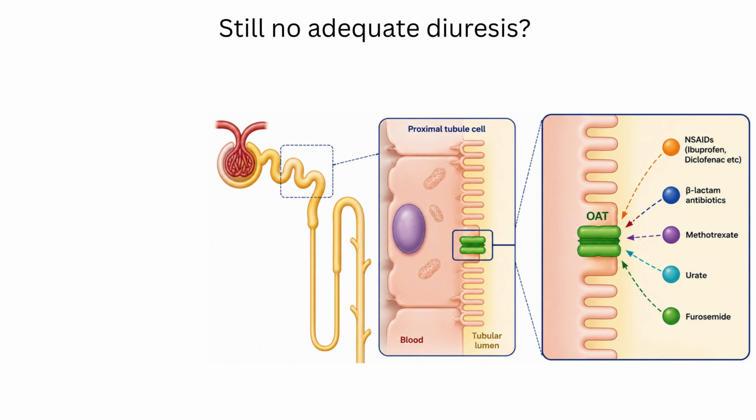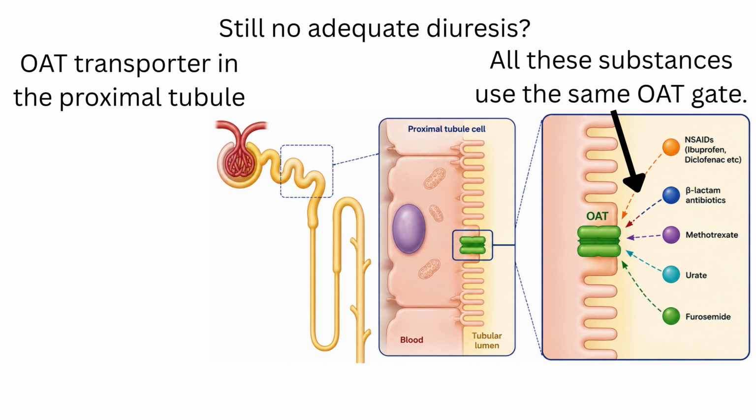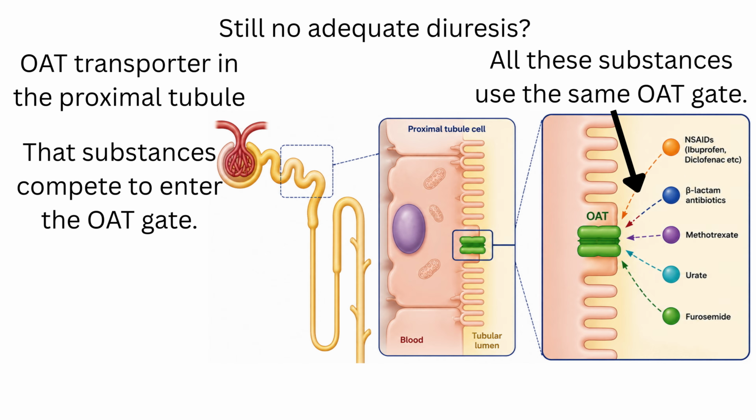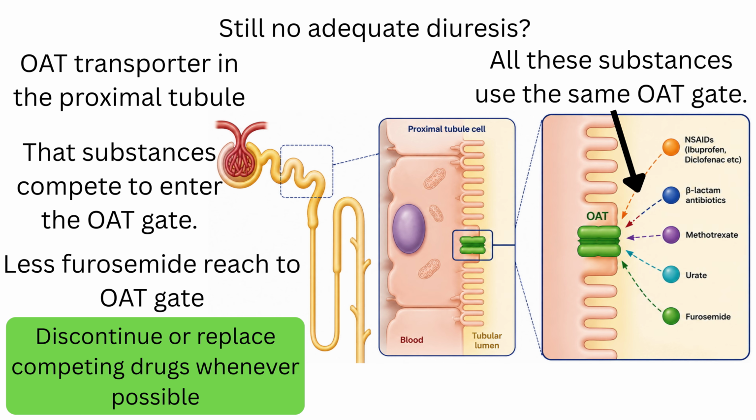What if we're still not achieving adequate diuresis? What should we do? As you can see, the proximal tubule contains transporters called OAT. Furosemide and all the substances shown in this figure use the same transporter to enter the tubular lumen. If the patient is taking one or more of these medications, they compete with furosemide for the same transporter. As a result, less furosemide reaches its site of action, and the diuretic response may decrease. In this situation, review the patient's medications and discontinue or replace competing drugs whenever possible.